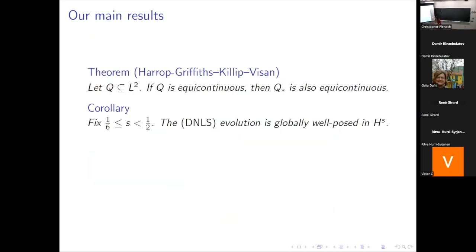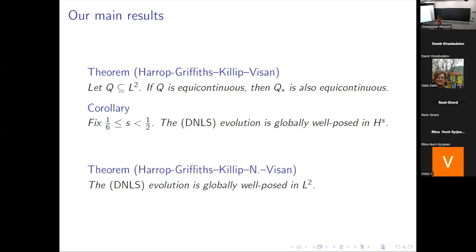And this is exactly what Ben, Rowan, and Monica did soon afterwards. They were able to remove the L2 norm assumption on the continuity theorem, and as an immediate corollary, we get global well-posedness down to H^{1/6}. But the title of my talk is Critical Well-Posedness, so you can already tell where this is going. So the four of us together decided that, okay, H^{1/6} is good, but we can do better. So we were able to prove global well-posedness in the critical space, L2.